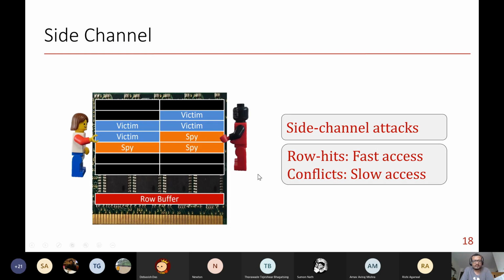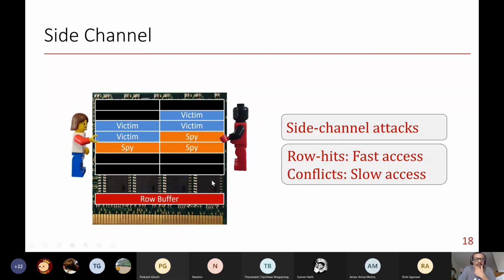Can someone suggest how you can mount a side channel here? On the basis of what we discussed, there is a row buffer and we do activate and precharge. Let's say this is the setup. There are rows which are accessed by both victim and spy, and there are rows which are accessed by only victim or only spy. What will be your sequence of commands? Sir, if the spy process sees a page hit, that means the victim process is mapped to that open row, right?